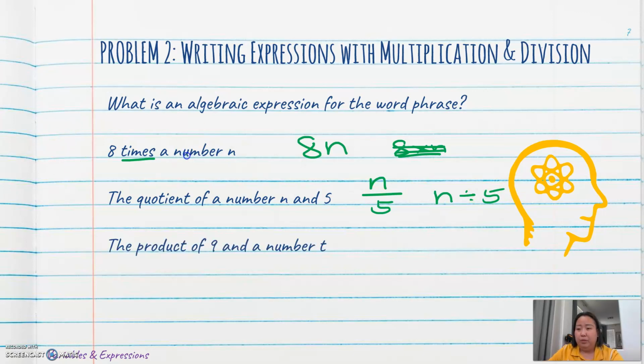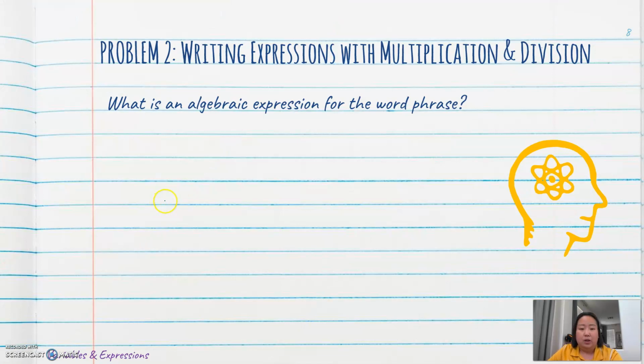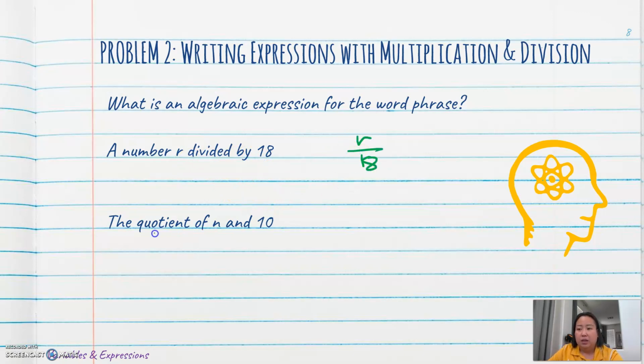And then the last example that we have here is pretty much the same as the first one. So the product of 9 and a number t. Now we know that the word product is the answer to multiplication, and so we just simply multiply 9 and the variable t together. So here are some more examples that you can try out on your guided notes. So for this particular example, this will be r divided by 18. And for the last one, quotient of n and 10, that will be n divided by 10. Thank you.